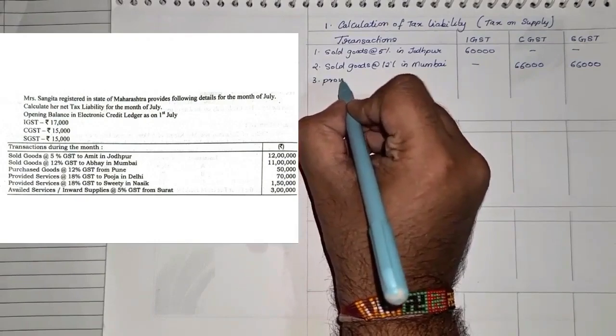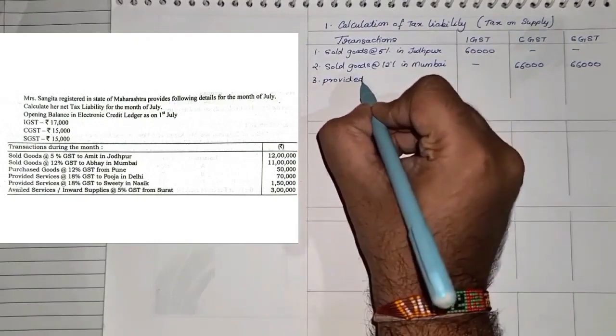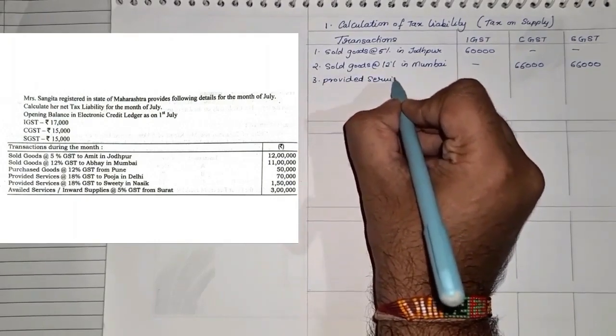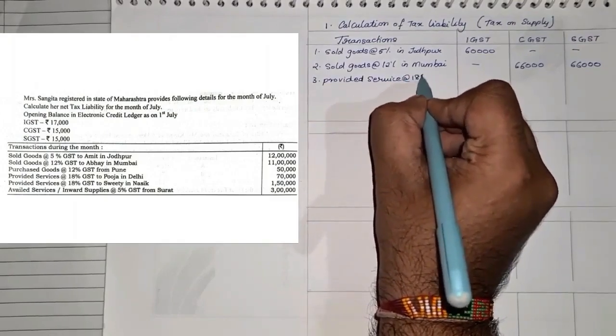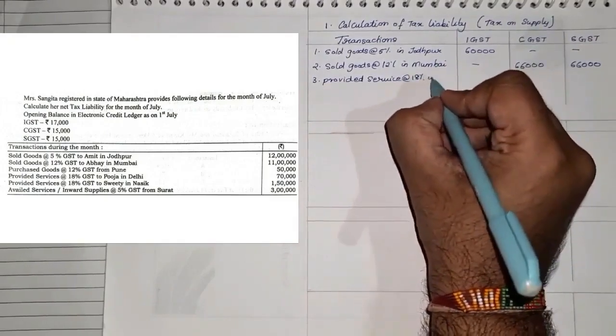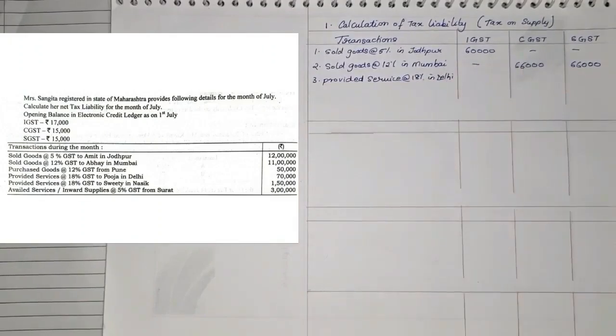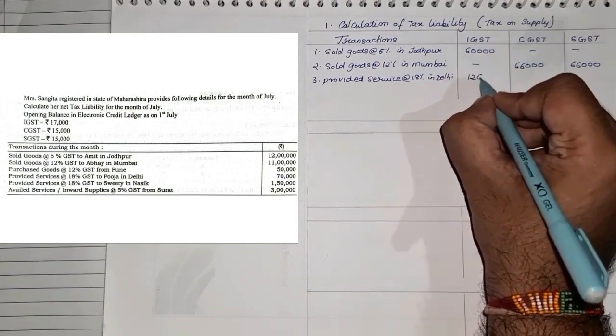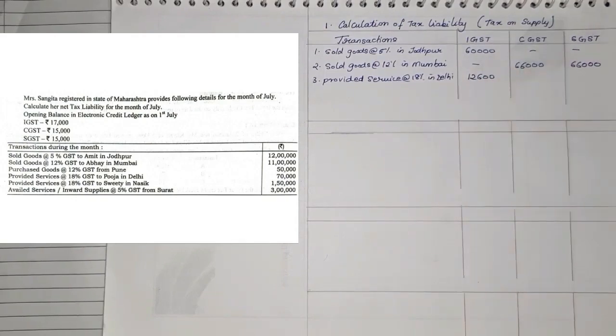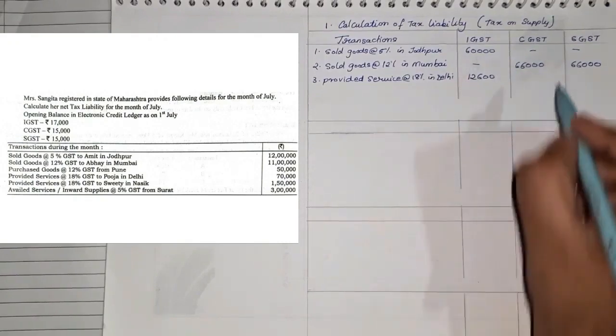Third, provided services at 18% in Delhi. Maharashtra, Delhi, two different states, the entire tax will be taken under IGST. So provided service in Delhi, value was 70,000, so 18% of 70,000 is 12,600. The entire amount will come in IGST.